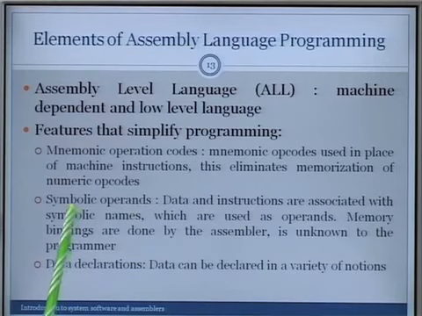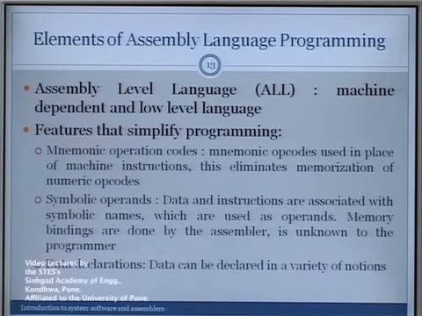The second one happens to be the symbolic operands. That is, the memory binding to these symbols that are used is done by the assembler, and it is unknown to the programmer. Like if you used a subroutine like SQRT, and that subroutine was associated with a particular symbol name, that linking, that is, that memory binding, is done by the assembler itself. The programmer had no role in the memory binding. So the programmer virtually does not know how that memory binding is done.